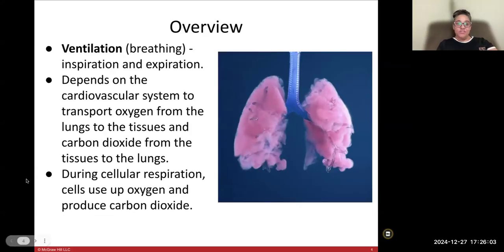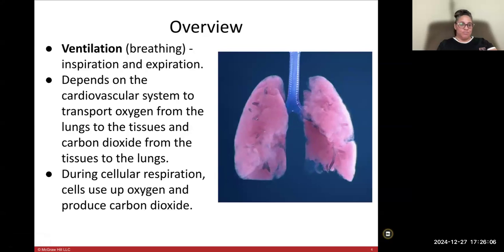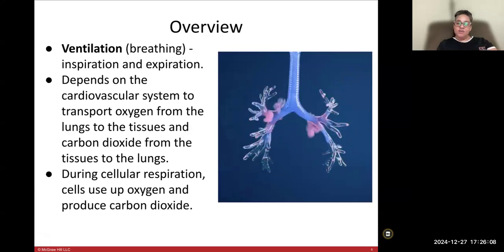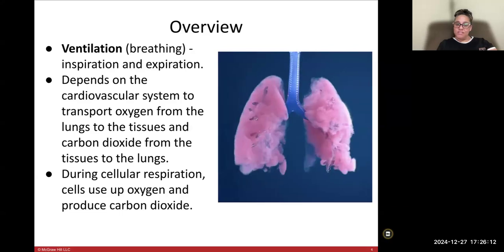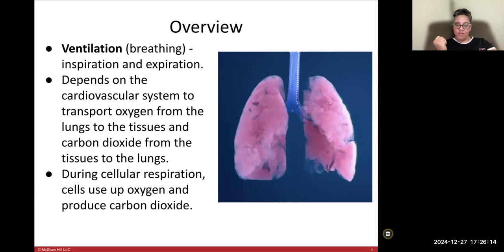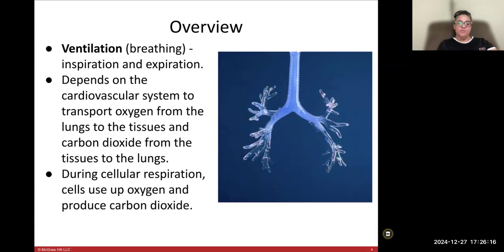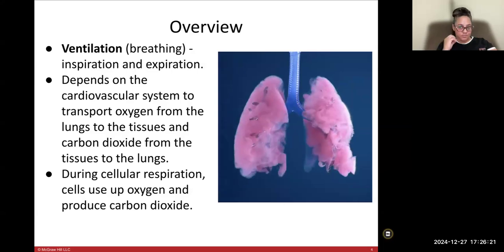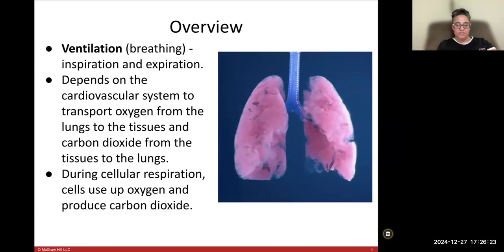Ventilation is what breathing is officially called, inspiration and expiration put together. It depends on the cardiovascular system to transport oxygen from the lungs to the tissues and carbon dioxide from the tissues into the lungs and then back out. During cellular respiration, cells use up oxygen and produce carbon dioxide to put back into the bloodstream and be exhaled as waste.